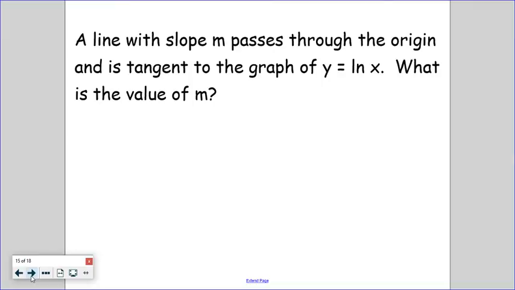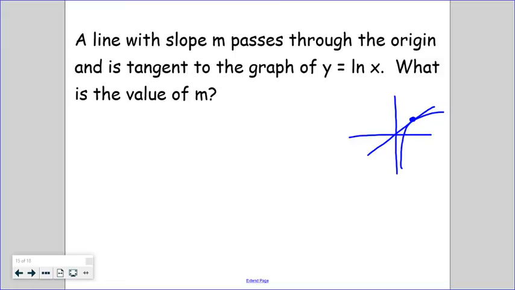Okay, a line with the slope of m passes through the origin, and is tangent to the graph of y equals natural log of x. So it's tangent here at this point. It's got a slope of m, goes through the origin, all these things I know about it, right? First of all, when I read a problem like this, I say, oh, it's tangent to my graph.